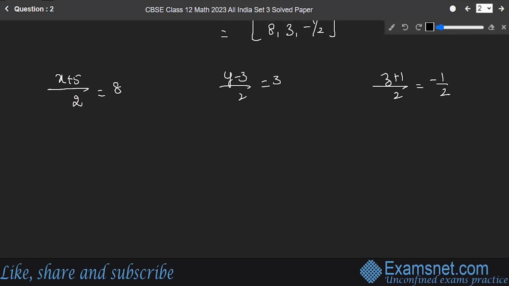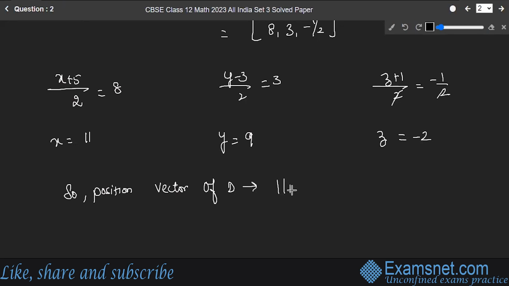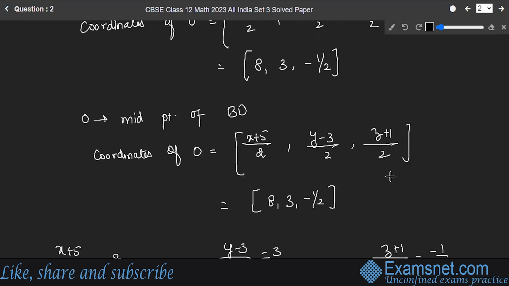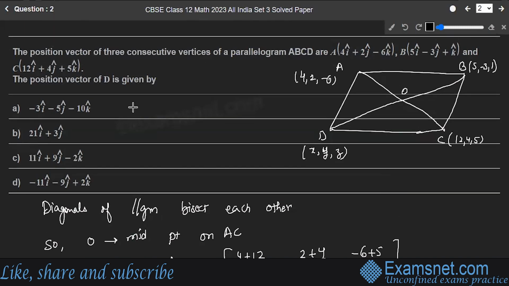That gives you x is equal to 16 minus 5, which is equal to 11. And y comes 6 plus 3, that's 9. And z is equal to, this 2 and 2 will cancel, minus 1 minus 1, that is equal to minus 2. So the position vector of D is 11i plus 9j minus 2k, right? Let's check. That is your option C. Hope you got that.